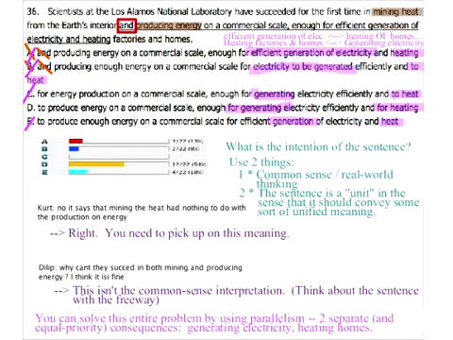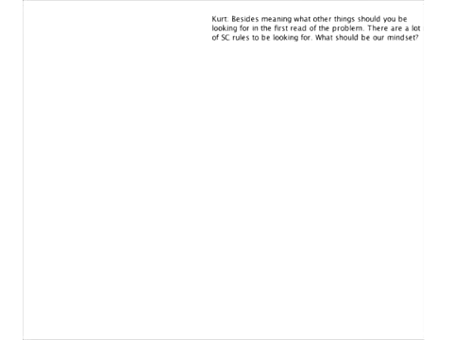Okay, Kurt says, besides meaning, what other things should you be looking for in the first read? You really should not be looking for anything else actively. It's very, very important to read quickly and get what the meaning is, and then use splits in the choices to think about other stuff. So here's the question that Kurt asks.